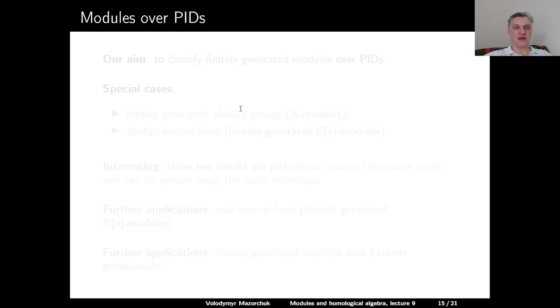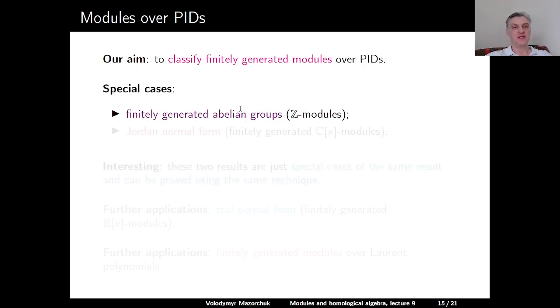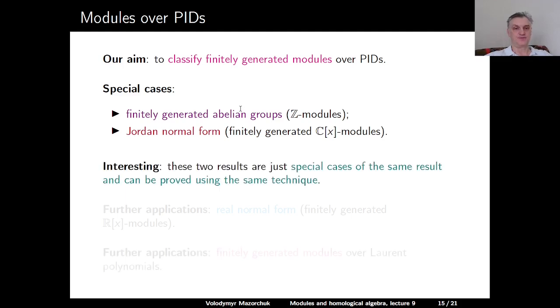Our aim in the coming lectures is to describe finitely generated modules over principal ideal domains. This is our main aim. Due to our principal examples of principal ideal domains, as special cases, we will get classification of all finitely generated abelian groups. These are Z modules. And we have the classification of Jordan normal forms. This is a classification of finitely generated modules over the polynomial algebra in one variable over complex numbers.